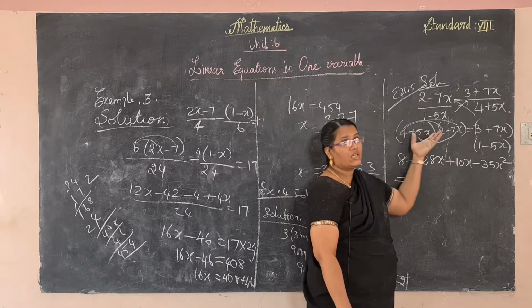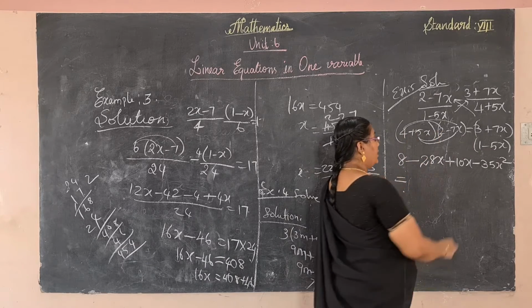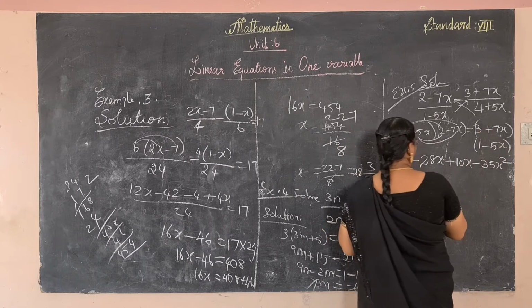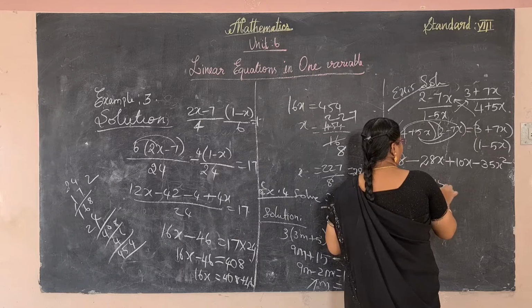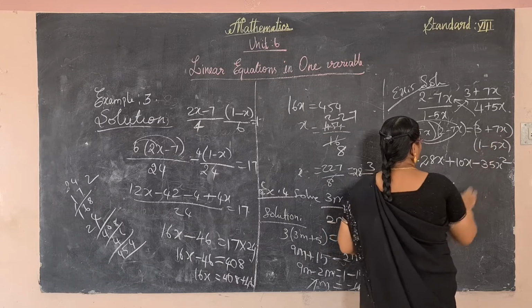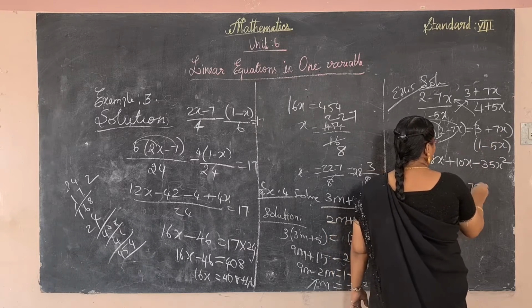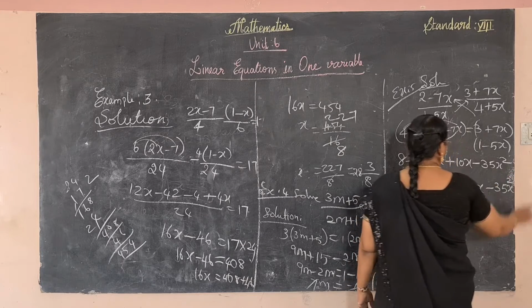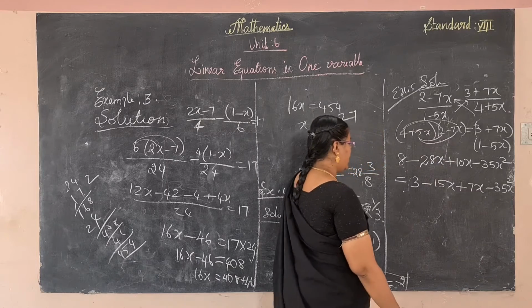So this side, the left-hand side only, we have simplified. Now multiply: 3 1s are 3. Next multiply with the next term: 3 5s are 15x. Now multiply with this one: plus 7x minus 35x squared. Okay. Right.